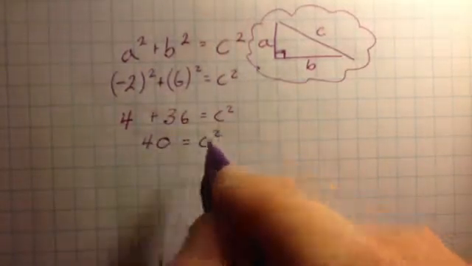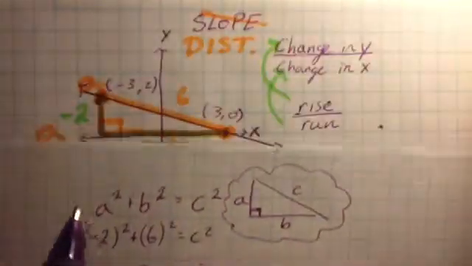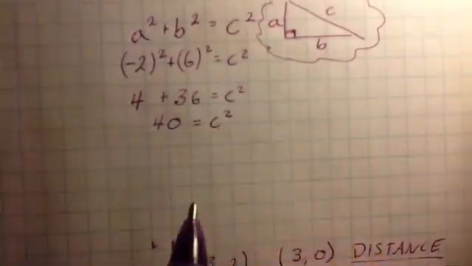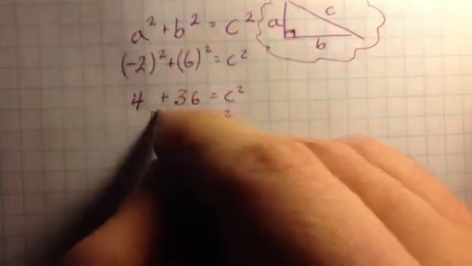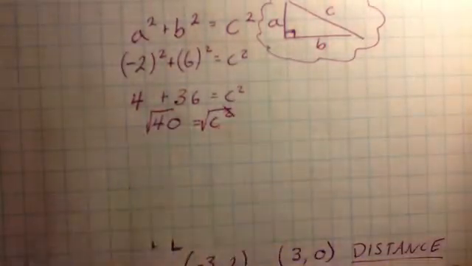Equals c squared, and we're not quite done yet because we're looking for what c is. Because remember, c will be the distance in our problem. Okay, so let's see. So to cancel out this square, I've got to do the square root to both sides. Okay, cancel each other out, and there's the square root of 40.